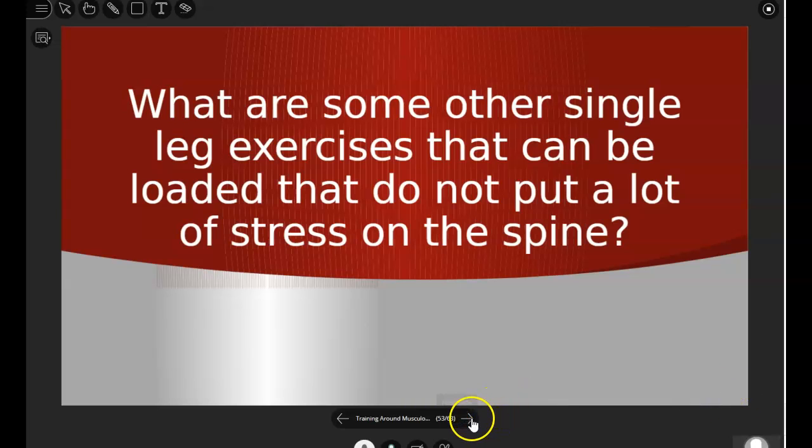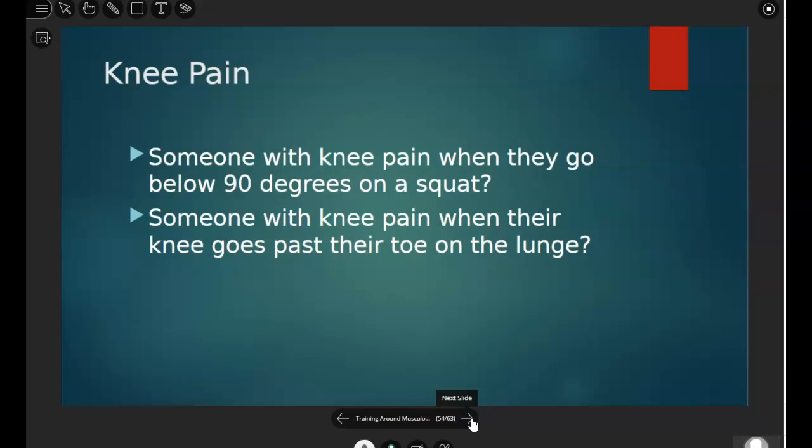Sure, single leg hop. All right. So, let's talk about knee pain. Let's say someone with knee pain goes below 90 degrees on their squat. What would you do if that causes pain? How would you modify that? What might you do to modify that?